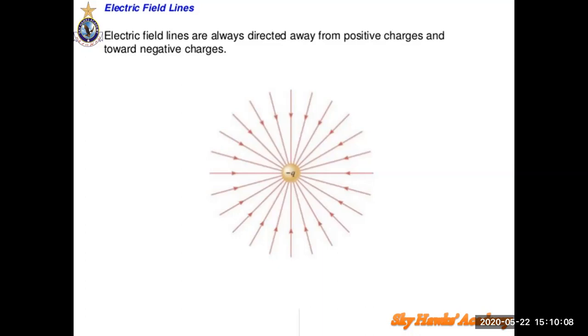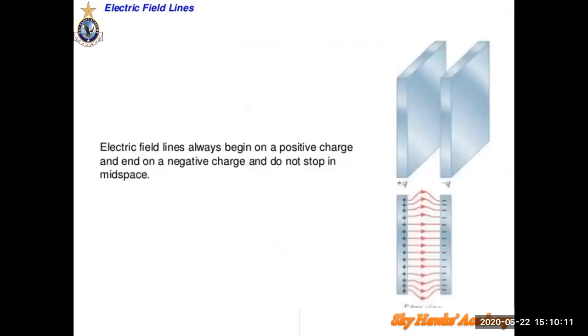These are the main features. Now look at this. Electric field lines always begin on a positive charge and end on a negative charge and do not stop in mid-space. Now what we have is the two plates. So if you can see the arrangement, electric field lines always begin on a positive charge and end on a negative charge. They do not stop in mid-space. So they are always going to their destination, that is the negative charge.